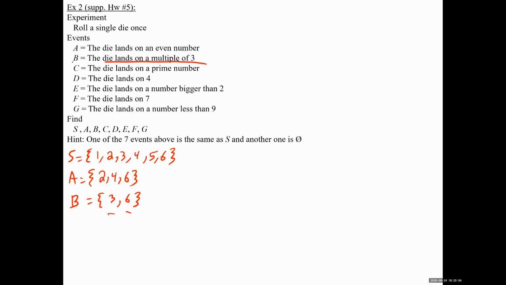Okay, C says the prime numbers. We already talked about prime numbers a lot, so let me just go ahead and list this answer here. 1 is not prime, 2 is prime, 3 is prime, 4 is not prime, 5 is prime, 6 is not prime, and don't go past 6.